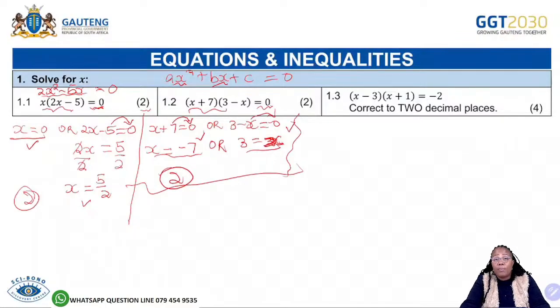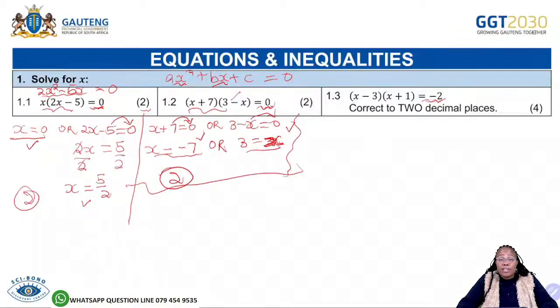And then now look at 1.3. With 1.3, we have 2 brackets. Yes, we can assume that this is already factorized for us. But in this case, we do not agree with you. Why? Because the right-hand side is not equal to 0. These are factors only if the right-hand side is equal to 0. So grade 12, in the case where it is not equal to 0, that means you need to multiply out your bracket and transpose to the left what is on the right-hand side, so that everything goes to the left-hand side.